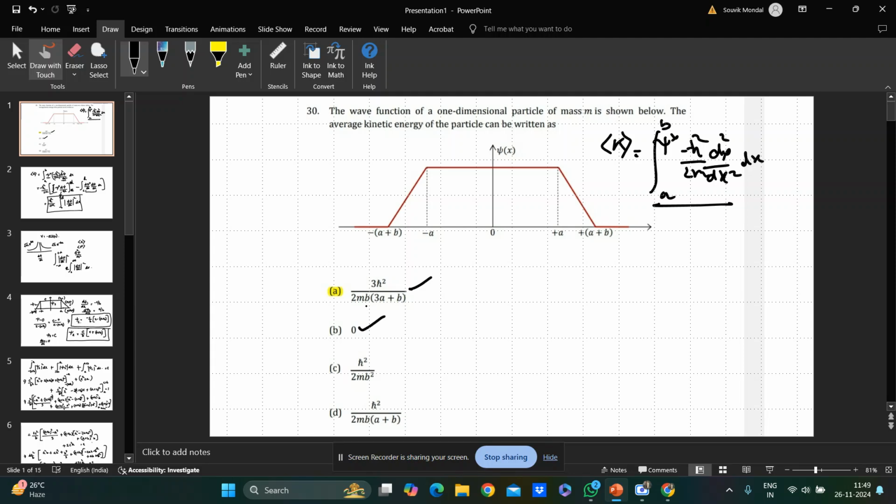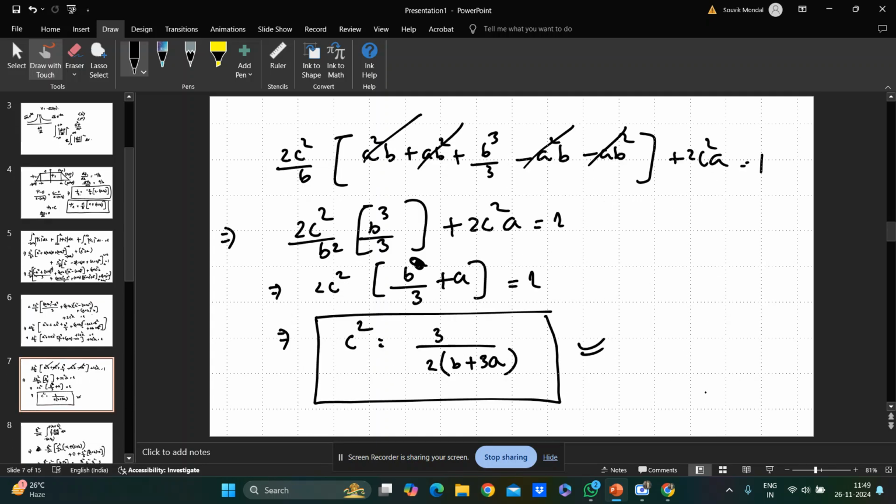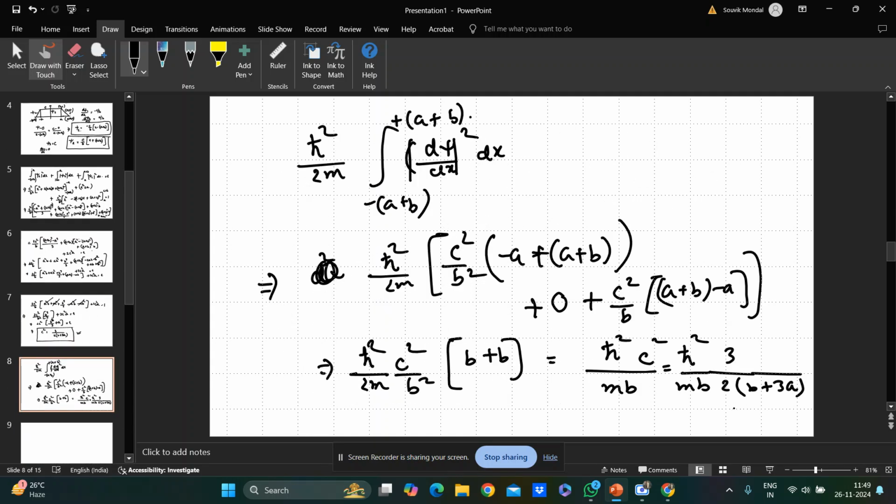h cut square by mb, 3 by 2 into 3a plus b. I hope it matches. Yeah, it matches. 3h cut square by 2mb into b plus 3a. This is your average kinetic energy.